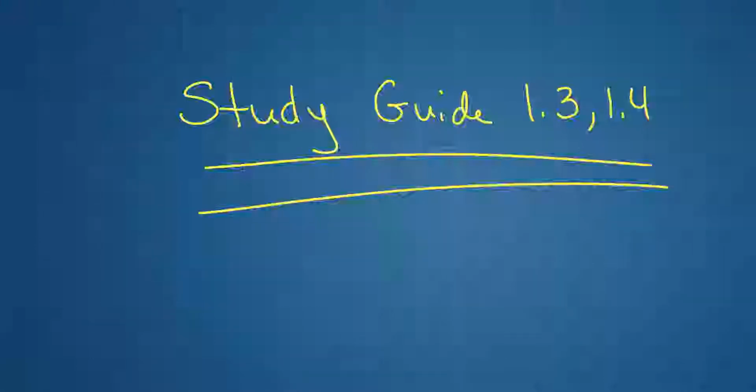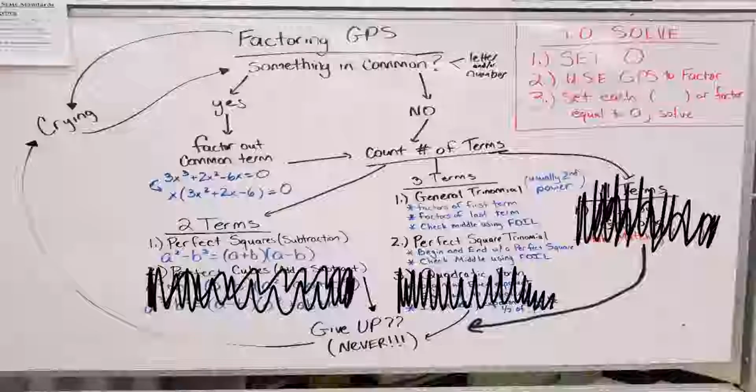Alright guys, today we're going to go over the study guide 1.3, 1.4. Remember, it's all about factoring. You're going to use the GPS. That's on the board. And if you're not sure what that looks like, I'm going to put a picture of it up here. So here's the GPS. Remember, if you ever get lost, that's what you're going to be looking for.